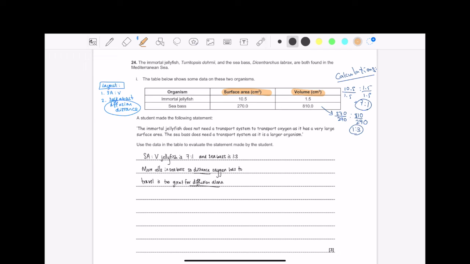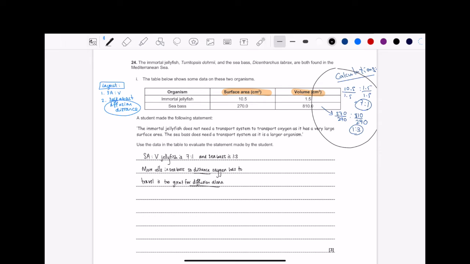Okay, surface area to volume ratios are super, super easy. It's the same method all over again. Basically, what you need to do is calculate the surface area to volume ratios, which I've done here, and then you need to write that in your answer, of course. But then there's another thing that you also need to talk about, and that's diffusion distance. Diffusion distance and surface area to volume ratio, you need to make that link in your head.